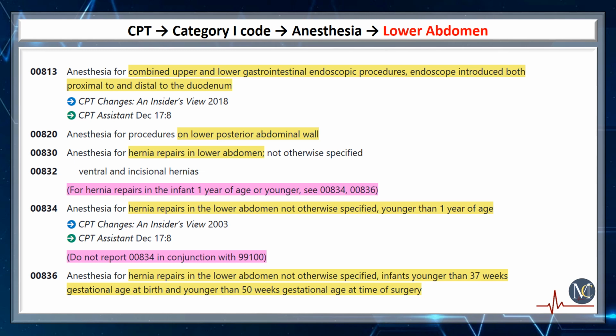Next code is 00834 anesthesia for hernia repairs in the lower abdomen not otherwise specified, younger than 1 year. Next code is 00836 anesthesia for hernia repairs in the lower abdomen not otherwise specified. Infants younger than 37 weeks gestational age at birth and younger than 50 weeks gestational age at time of surgery. Gestation is the period of time between conception and birth.